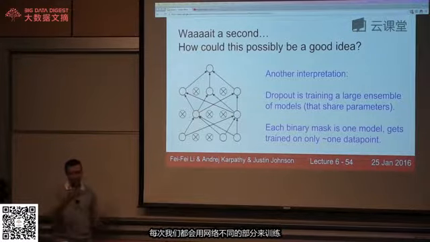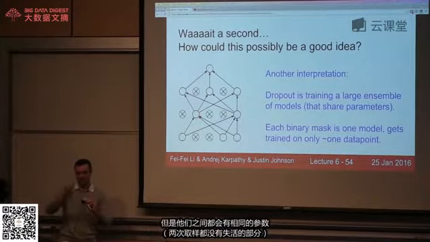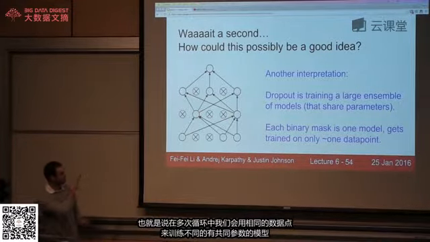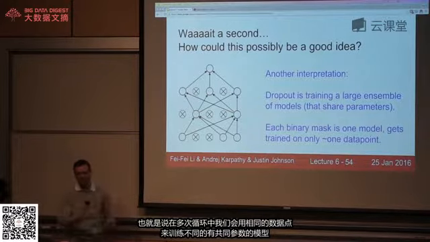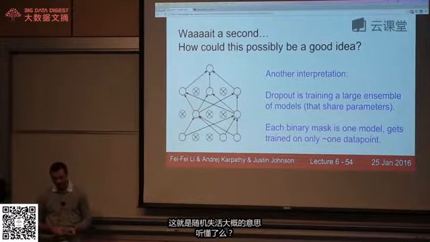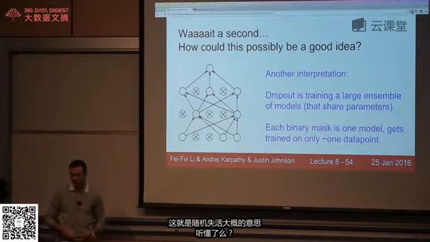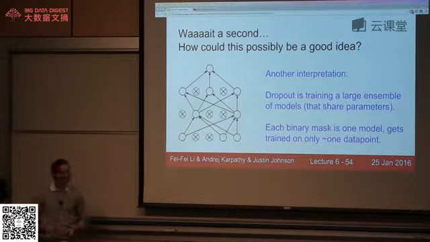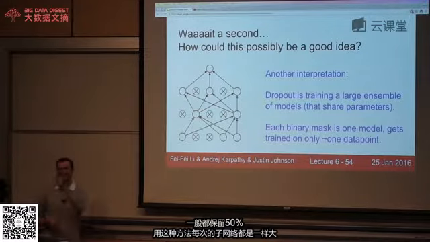And every time we do a forward pass, we've subsampled a different part of your neural network, but they all share parameters. So it's kind of like a weird ensemble of lots of different models, all trained on one data point, but they all share parameters. So that's kind of roughly the idea here. Does that make sense? Okay, cool.